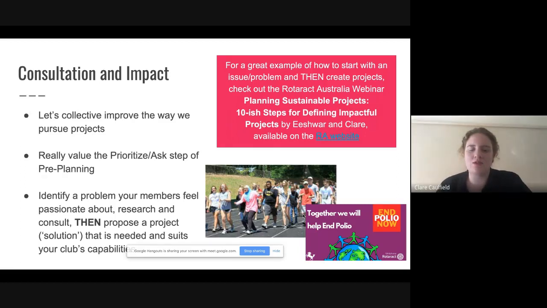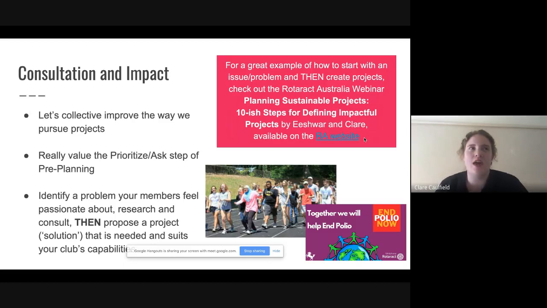And some really great further information about identifying the problems and working out what the gaps are and how your club can start to fill those gaps. I've linked a resource in this pink box here, which is a webinar that Ishwa, another DRR this year, from Western Australia, and I collaborated on early in the year, and the webinar will be available on the Rotaract Australia website by the time we send out these slides after this weekend's training.